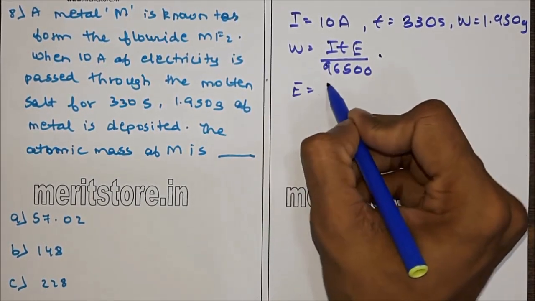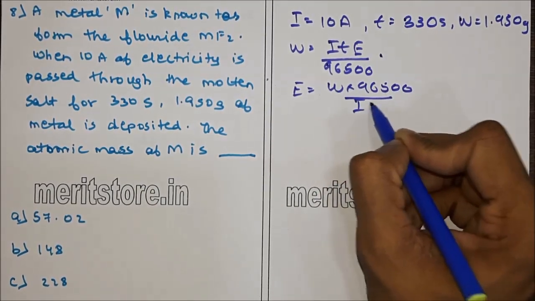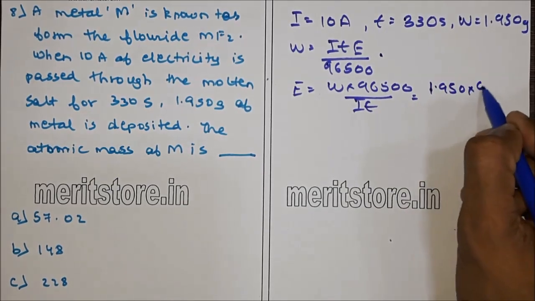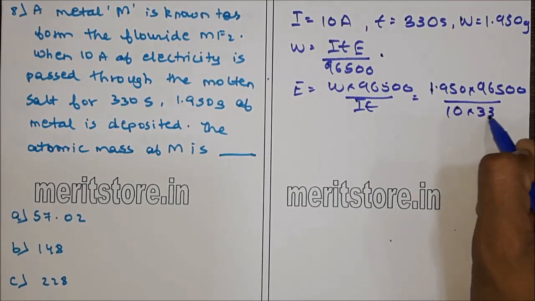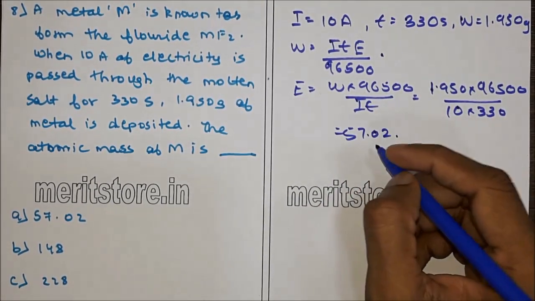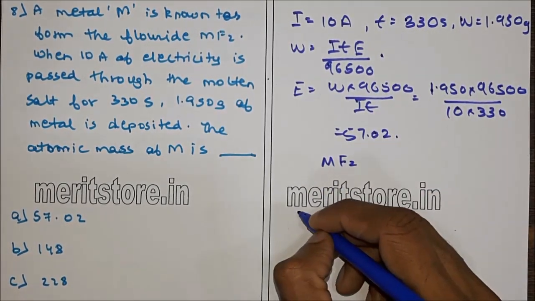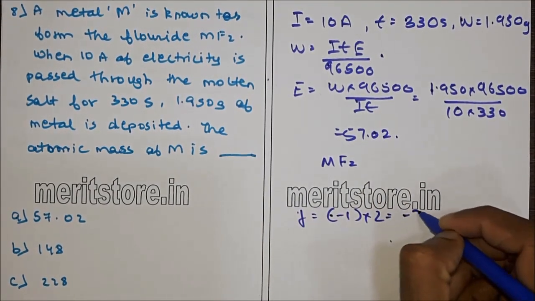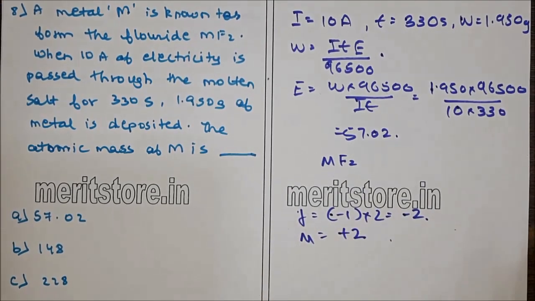where we get E equal to W into 96,500 upon IT. We substitute the value, we get 1.950 into 96,500 upon 10 into 330, which is equal to 57.02. So molten salt is MF2. So valency of fluorine is minus 1 into 2, which is equal to minus 2. So valency of metal is given as plus 2.